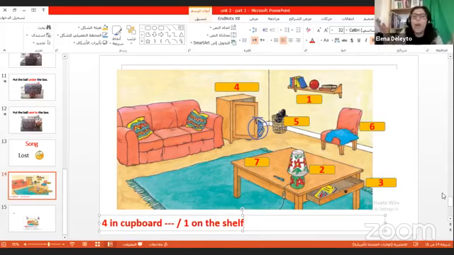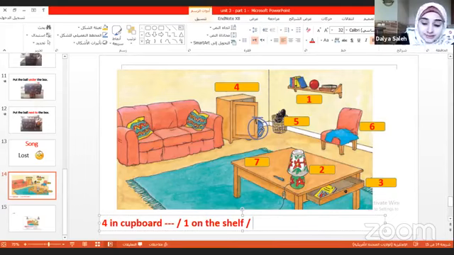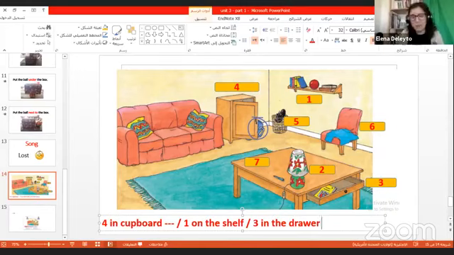Okay. Where is my book? It's in the drawer. So can you tell me, where is my book? Which number is it? And what's the preposition? Let's see if we get an answer to that one in the comments. Excellent. Sally says three. Three, and three in the drawer. Fantastic. Well done, Sally. Book is in the drawer.